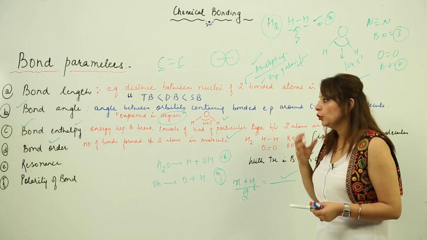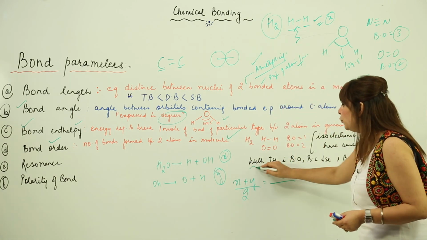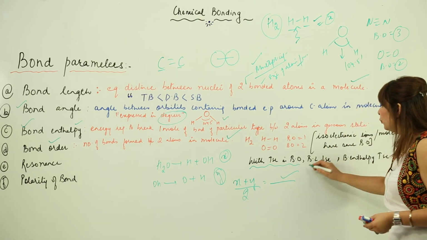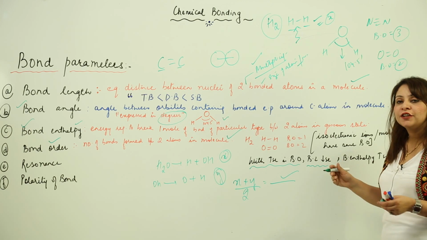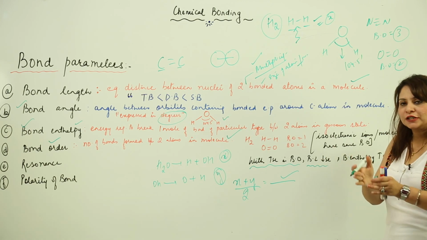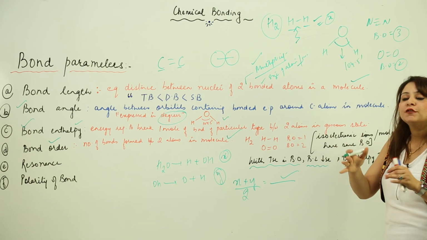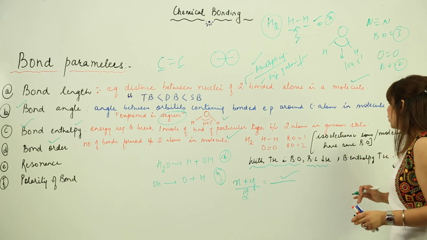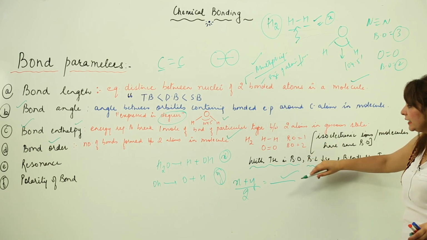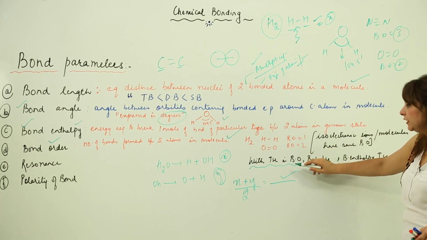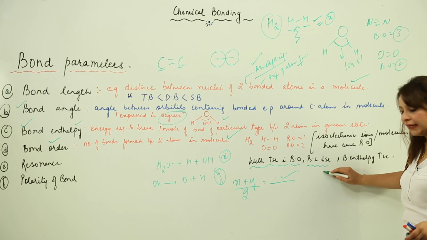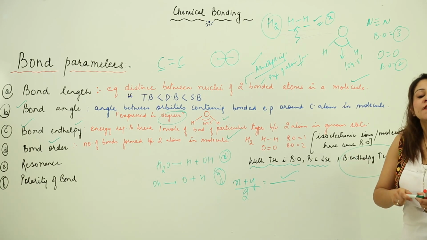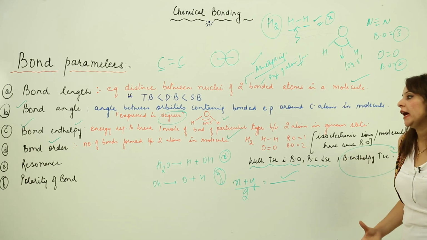One more thing you should know: with an increase in bond order, that means the more bonds present in the molecule, the bond length decreases. That means if there is a triple bond, the bond length is less. If it is a double bond, the bond length is bigger, and if it is a single bond, the bond length is big enough. So with an increase in multiplicity or bond order, the bond length decreases, but the bond enthalpy increases. We have to supply that molecule with more energy if we want to separate those atoms, right?